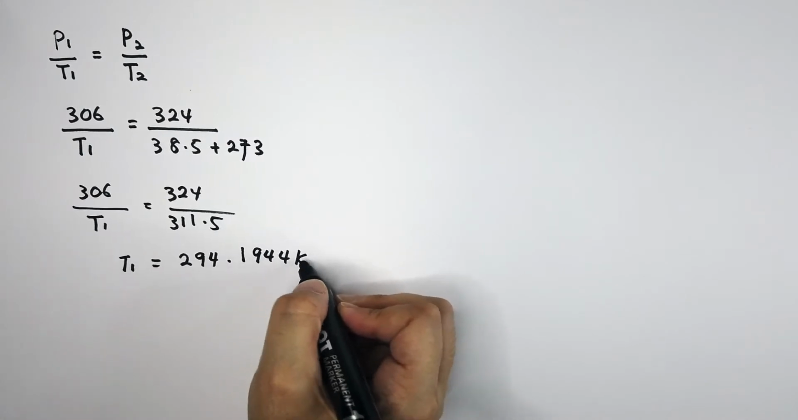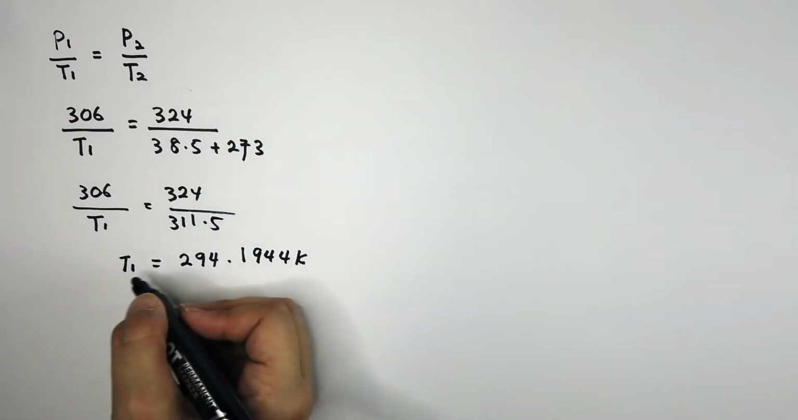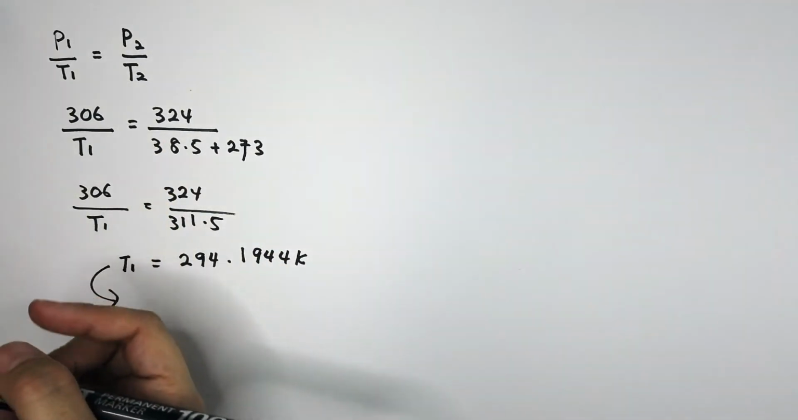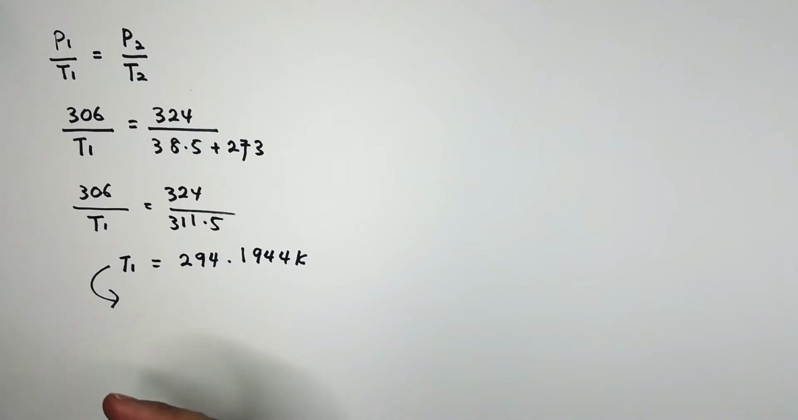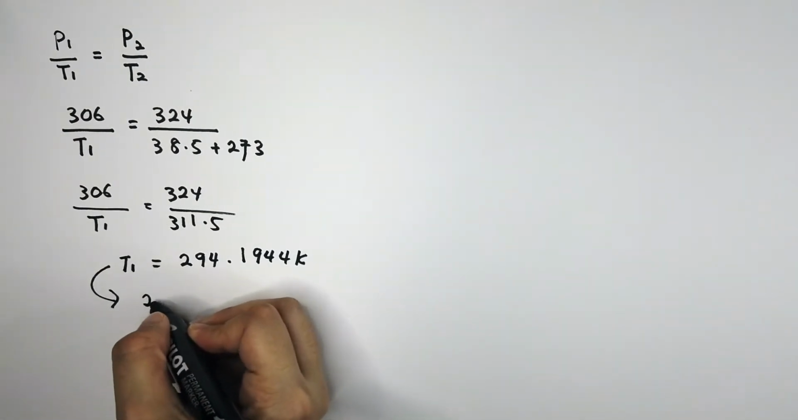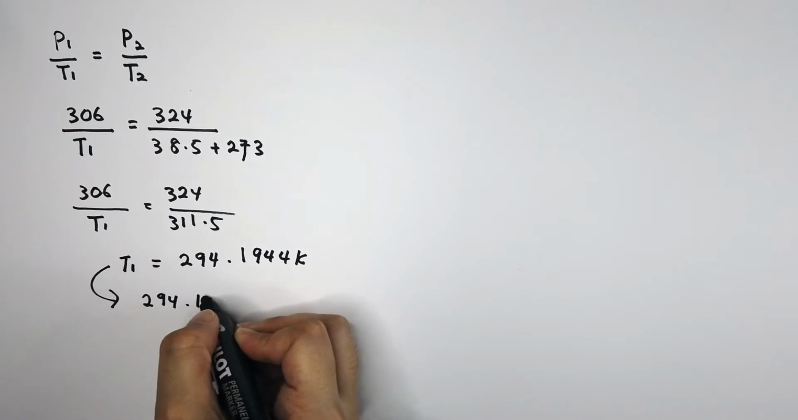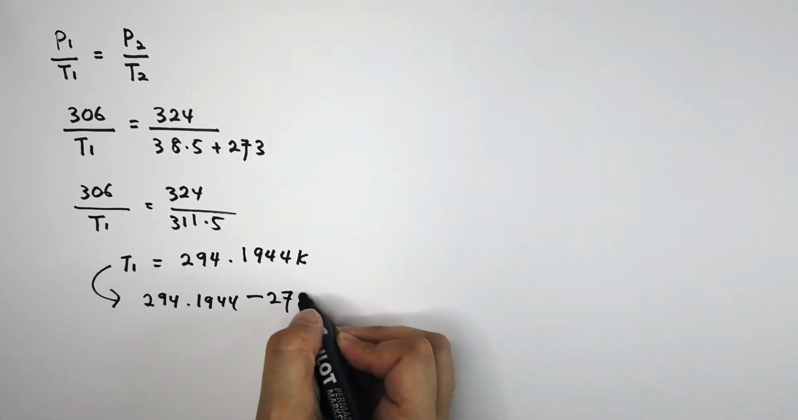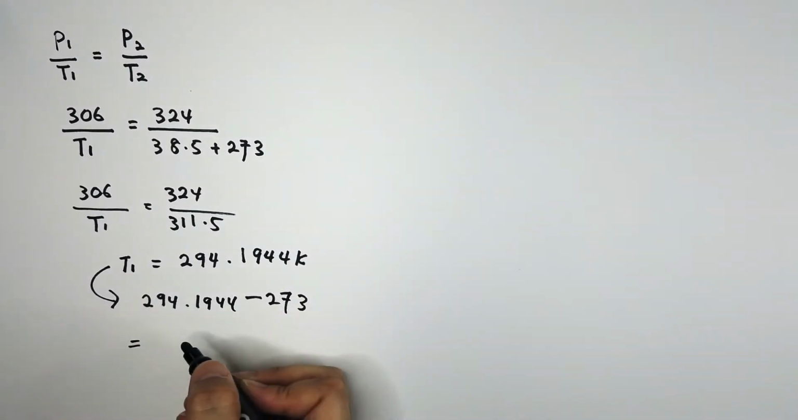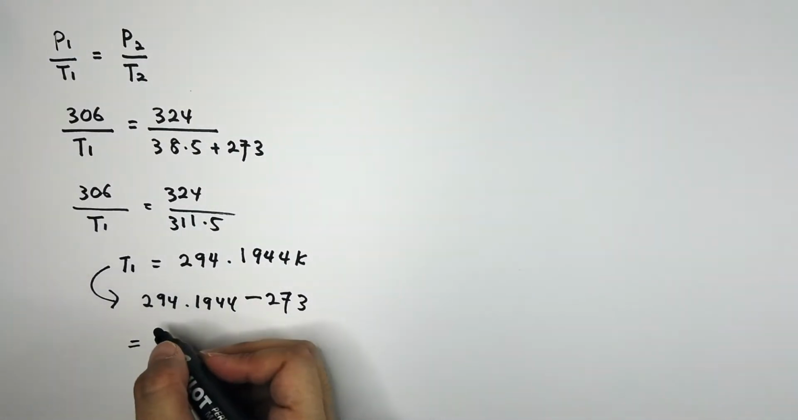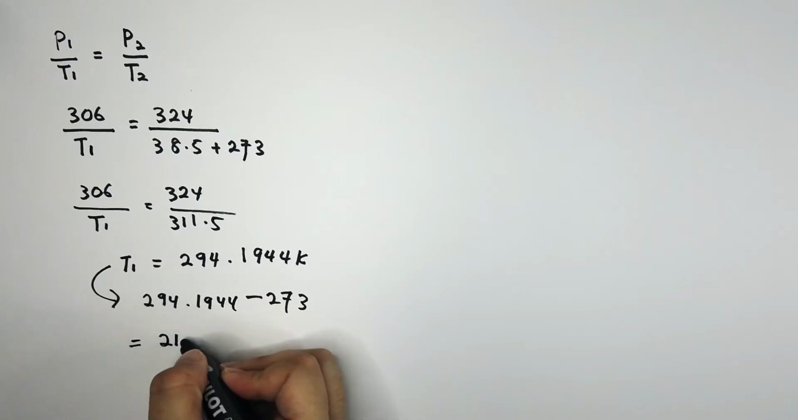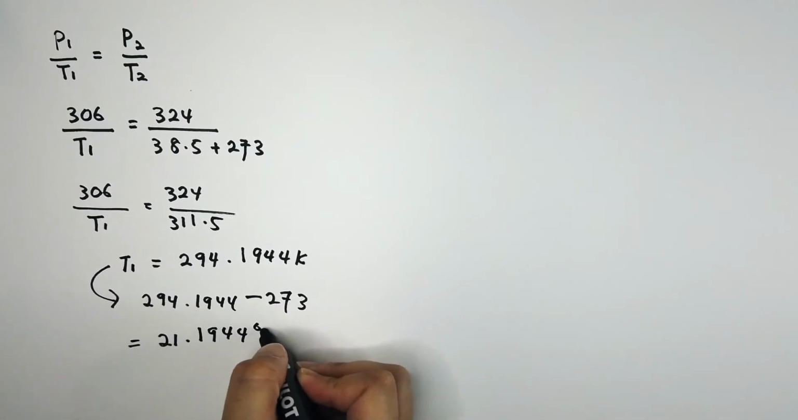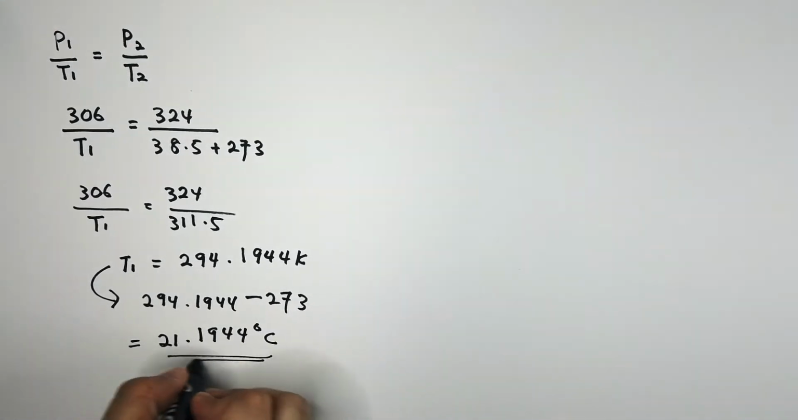From here you should get the initial temperature equivalent to 294.1944 Kelvin. Alright, so from here you need to convert back to degrees Celsius, because initially the temperature given to you is in degrees Celsius. So 294.1944, you need to minus 273. So you should get the initial temperature is equivalent to 21.1944 degrees Celsius. So this is the final answer.